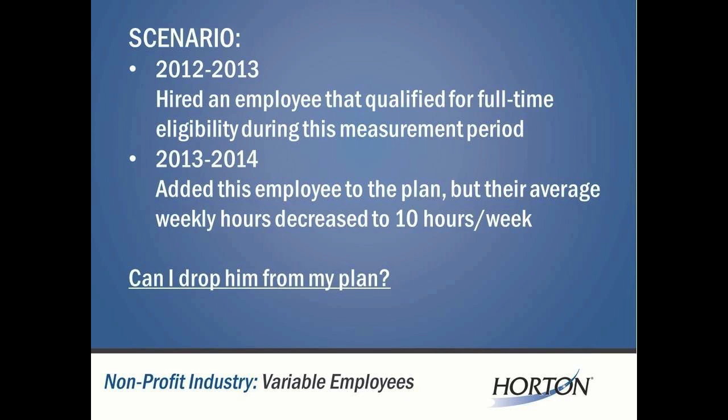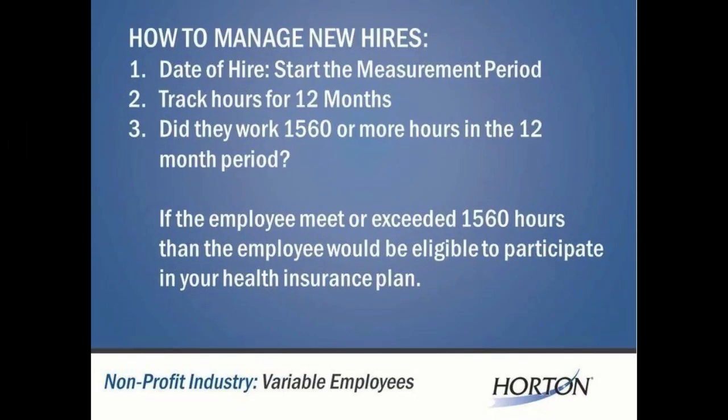The answer in this case is no. If the employee met the eligibility in the previous measurement period, they must be offered coverage for the entire stability period. Let's take a look at how this works for variable hour new hires. When you hire a new employee and you don't exactly know what their work schedule is going to be, you're going to want to start the measurement period on that first date of hire.